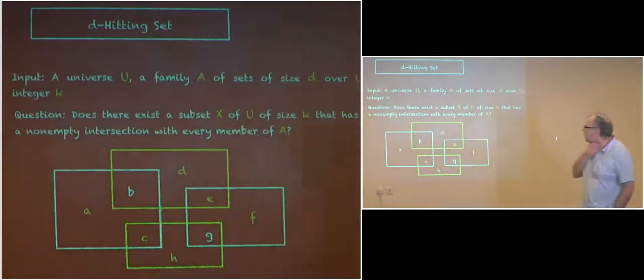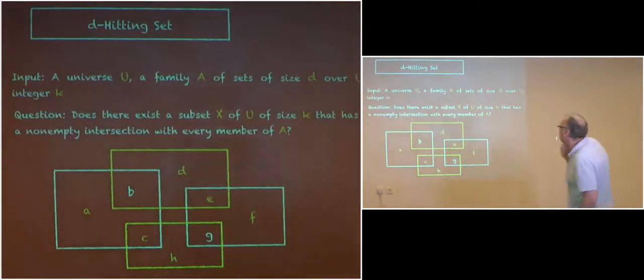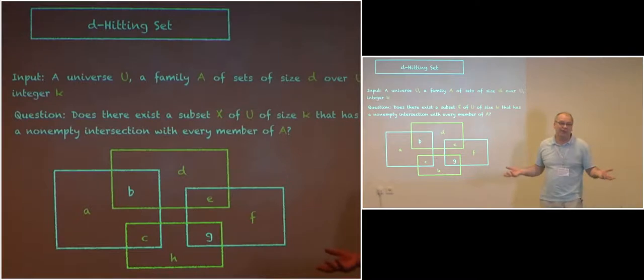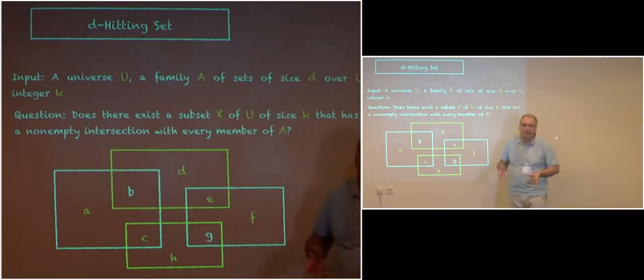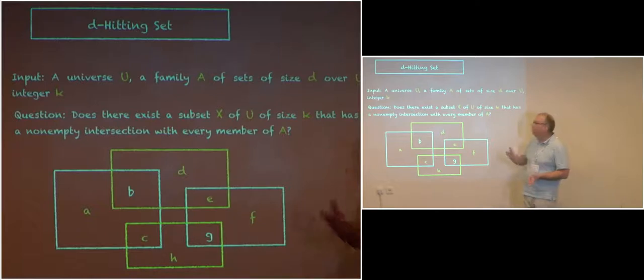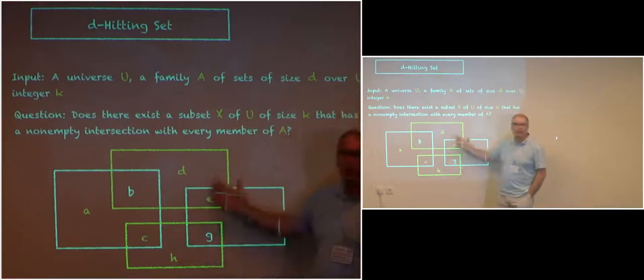Another example of a branching algorithm is the hitting set problem. The hitting set problem is the following. I have a universe of elements, U. I have a family of sets, and each set is bounded in size by d, where d is some universal constant. And I have an integer k, which is the parameter. I'm asking if there exists a subset X of U, of size at most k, which hits all the sets from my family.